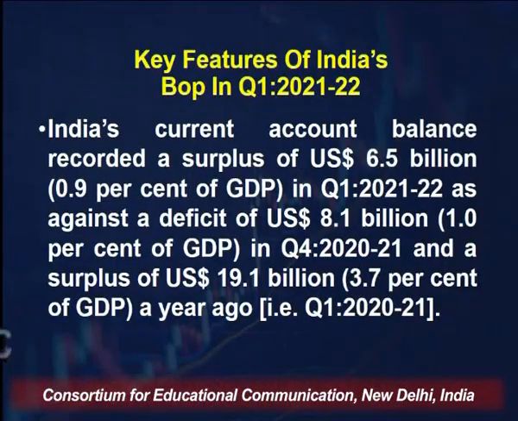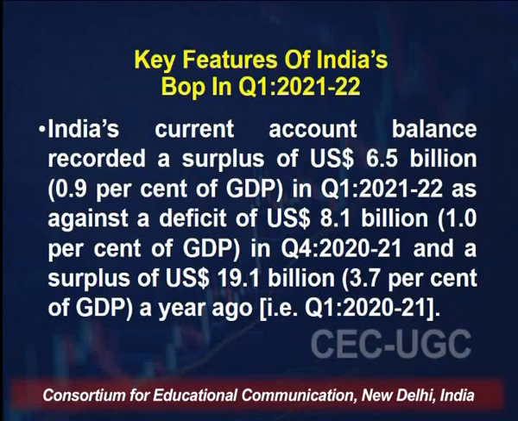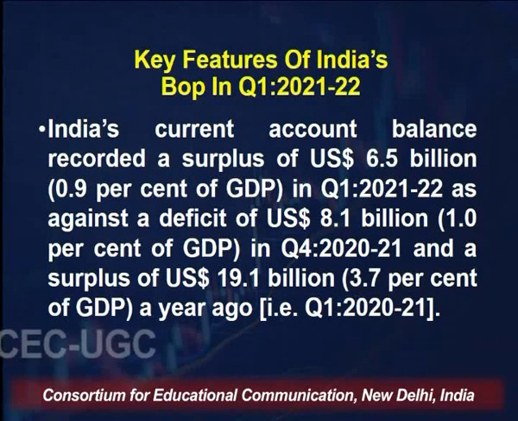Now if we talk about the key features of India's BOP in Q1 of 21-22, India's current account balance recorded a surplus of US dollar 6.5 billion. That means 0.9% of GDP in Q1 of 21-22, as against a deficit of $8.1 billion, that is 1% of GDP, in Q4 of 2021, and a surplus of $19.1 billion, that means 3.7% of GDP, a year ago.